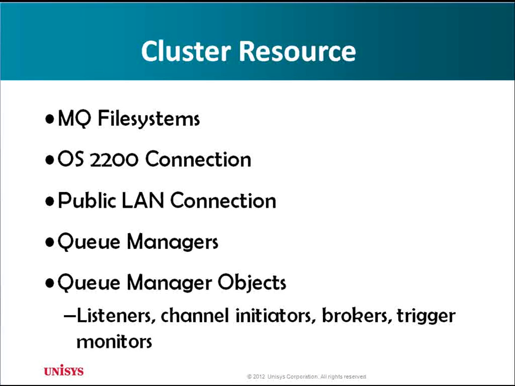When considering the high availability cluster that operates on the QProcessor, the first thing to identify are cluster resources. Some of these are required while others are optional. A cluster resource is a component that's added to the HA cluster software and monitored for health. These are typical cluster resources on a QProcessor high availability cluster. These include MQ file systems, network resources such as the OS 2200 connection and the public LAN connection, and then queue managers and their objects. The objects may be optionally added to the cluster for monitoring.